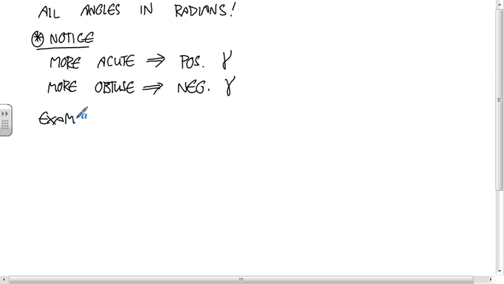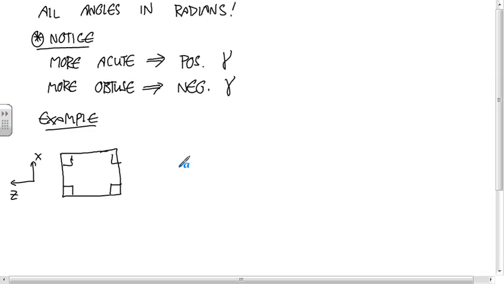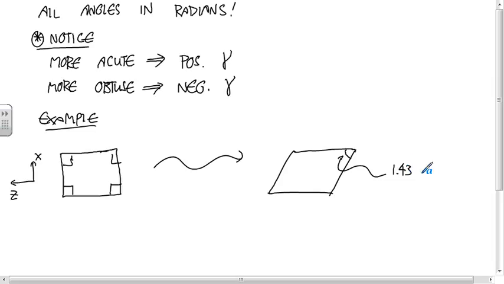Okay, so here's an example. Let's say that we're going from a rectangular shape in this coordinate system. No, let's make this the z-axis. And after the deformation, it looks like this, where this angle is 1.43 radians.